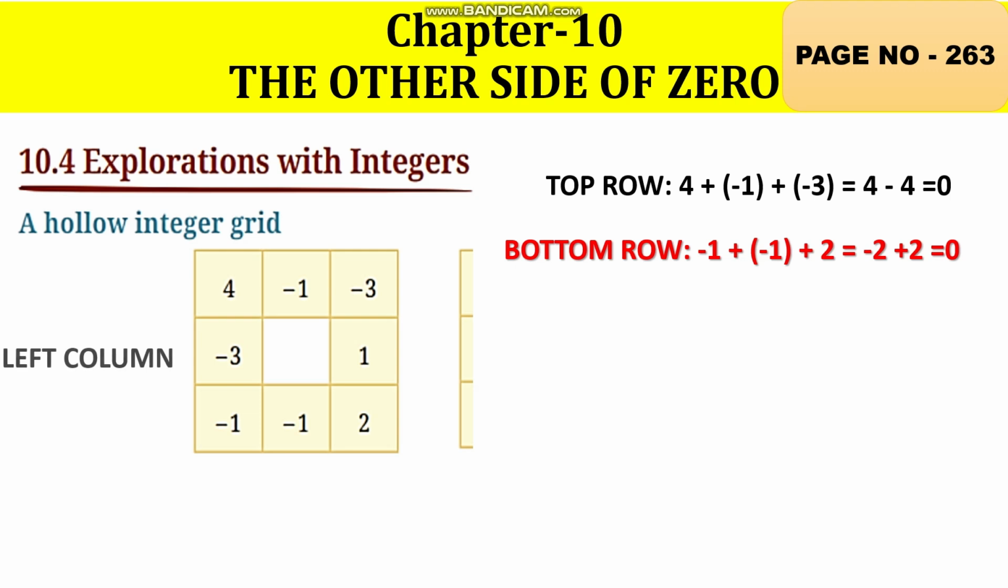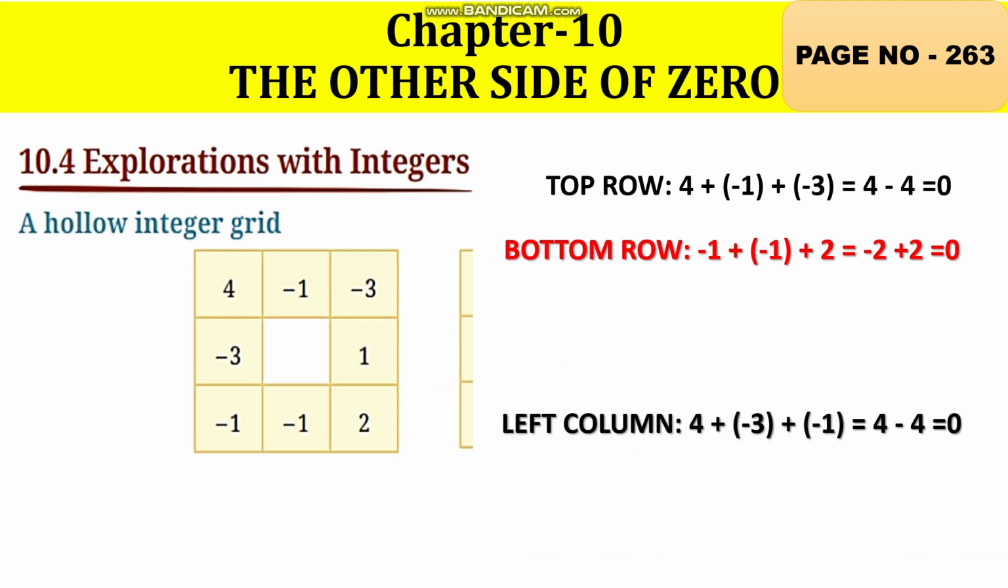Now when we talk about the left column, the numbers are 4, -3 and -1. And again when we add it, we get the answer 4 minus 4, which is 0. Now when we talk about the right column, we have the integers -3, 1 and 2. Here also when we add these integers, we get -3 plus 3, and that is also equal to 0.